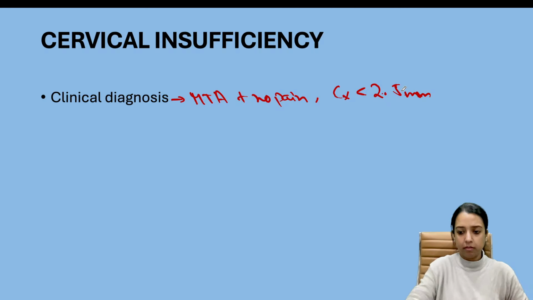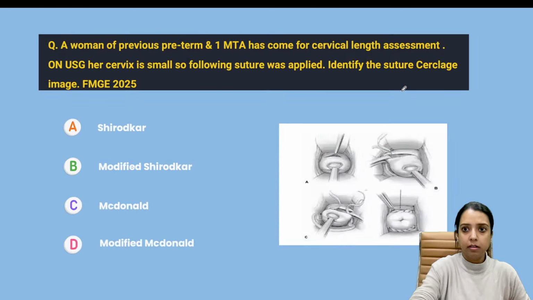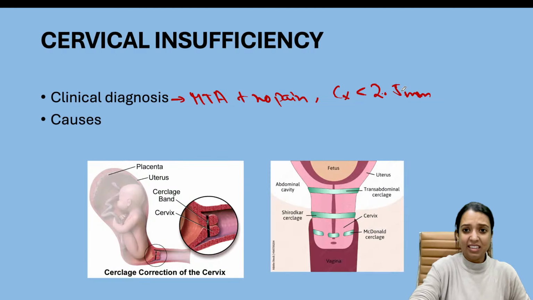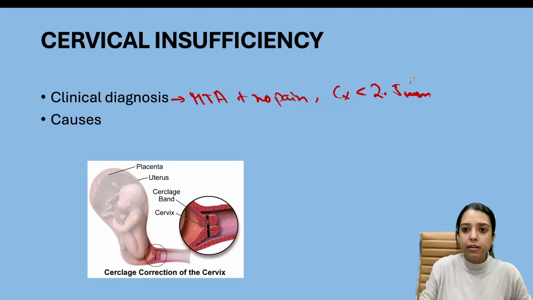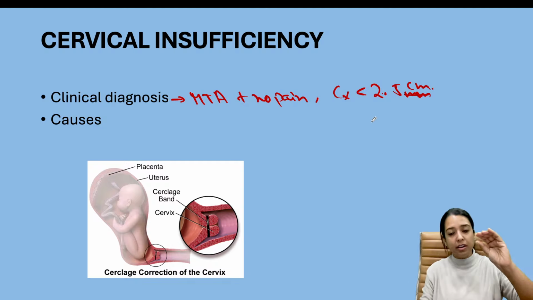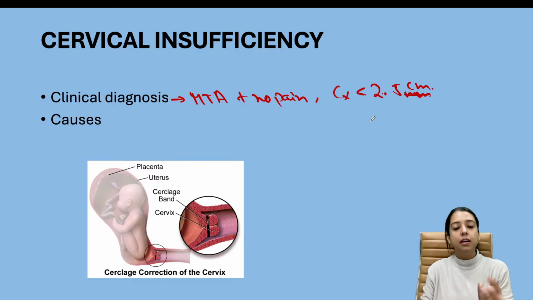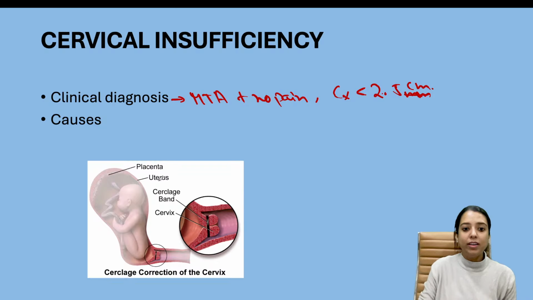See, it is given in the question. Yes, cervix less than 2.5 centimeter. So short cervix, painless dilatation, painless discharge of liquor, all that clinical history indicates cervical insufficiency. What is the treatment for cervical insufficiency? You tie a band which is called cervical cerclage.